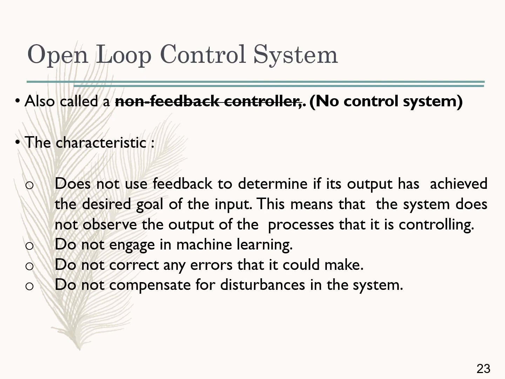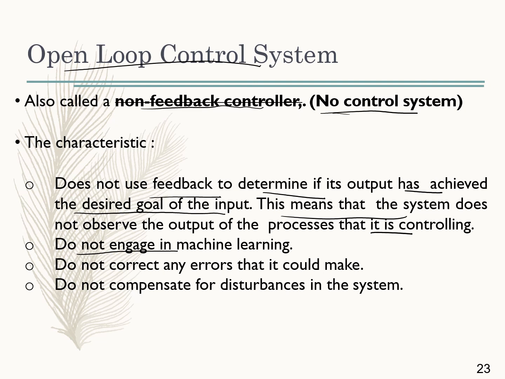Okay, now we move to the open loop control system. Open loop control system is also called a non-feedback controller. Basically, in this open loop control system, there's no control system inside actually. So the characteristic of this open loop control system is that it does not use feedback to determine if its output has achieved the desired goal of the input. That means we cannot determine whether our output achieves our set point or not. This means that the system does not observe the output of the process that it is controlling.